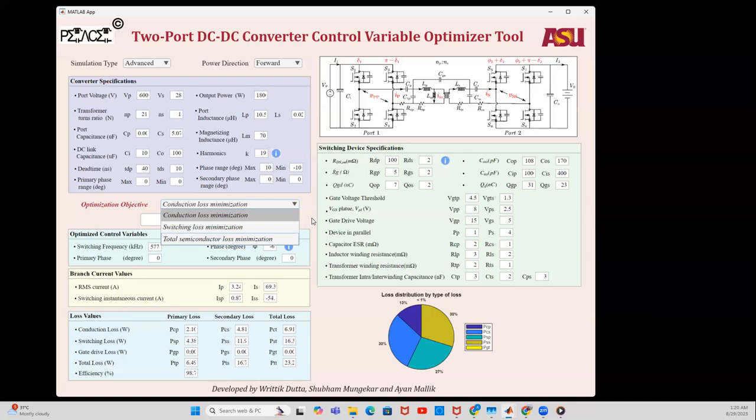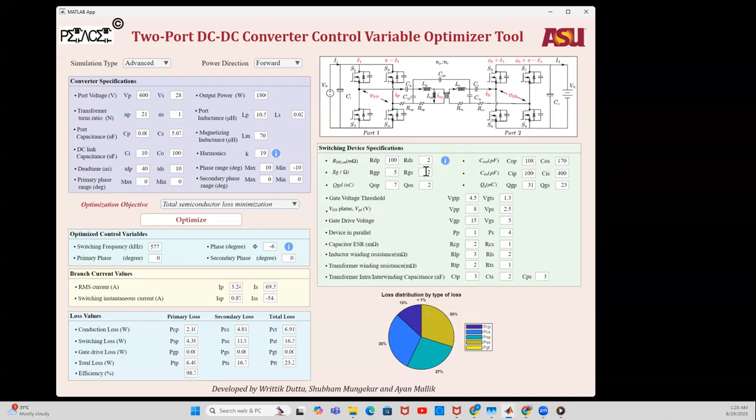In this particular case, let's select the total semiconductor loss minimization objective function. Before going into that, let's also talk about the switching device specification. Because this is an advanced simulation type, here we are also able to define the device specifications from its datasheet. First we define the RDSons of the primary and secondary side devices. That is 100 milliohms on the primary side. Typically, because this is a high voltage side, we go for silicon carbide type devices, so it typically shows a larger value of RDSon.